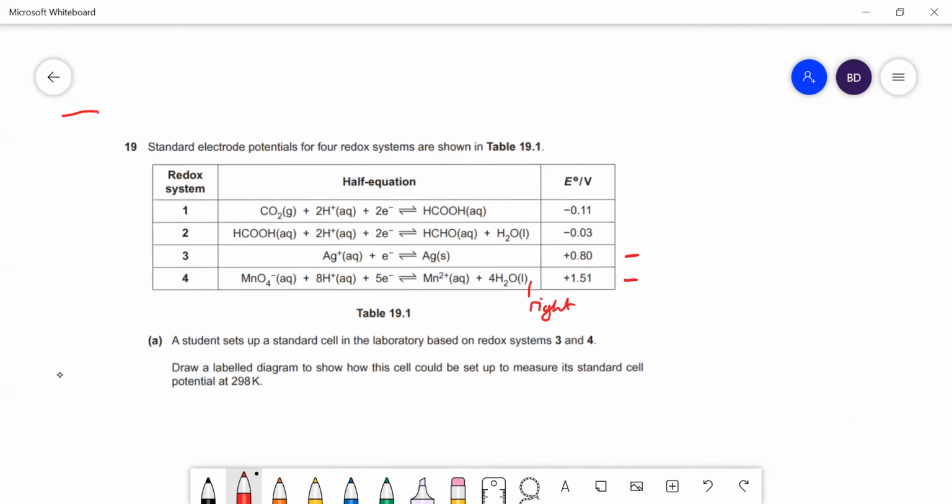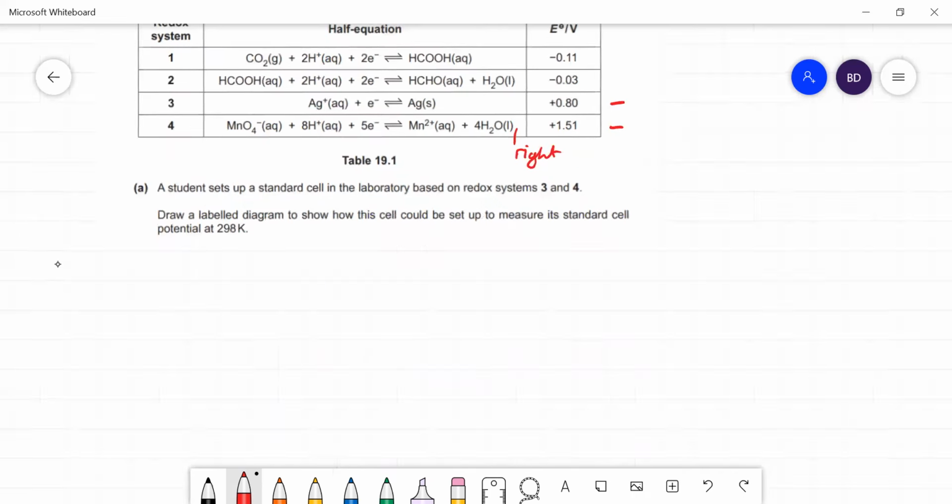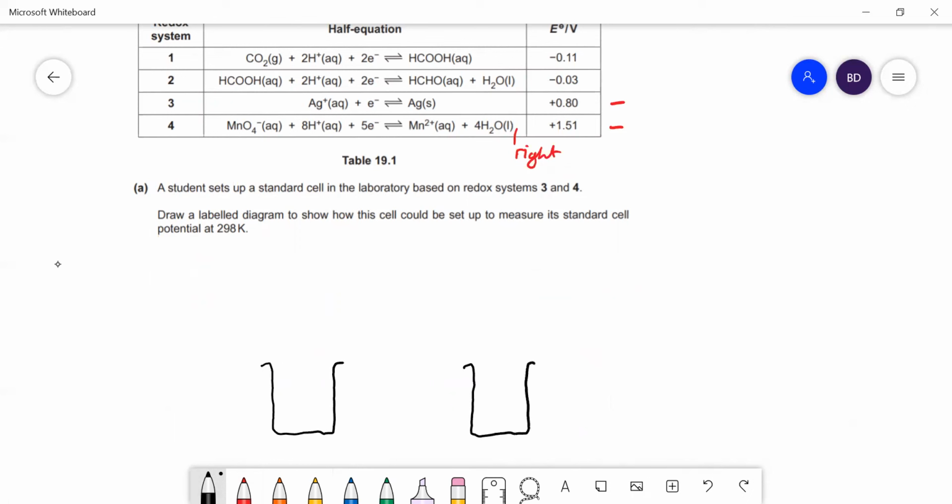So I'm going to draw, I've got 2 beakers. That's the left hand, that's the silver one. And here is the manganate one on the right. We're going to have to connect them with the salt bridge. There's your salt bridge there in blue.